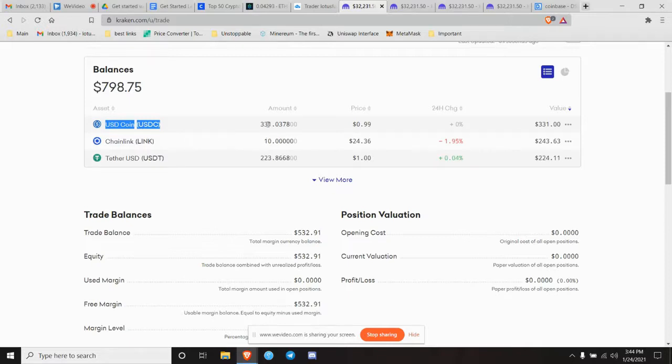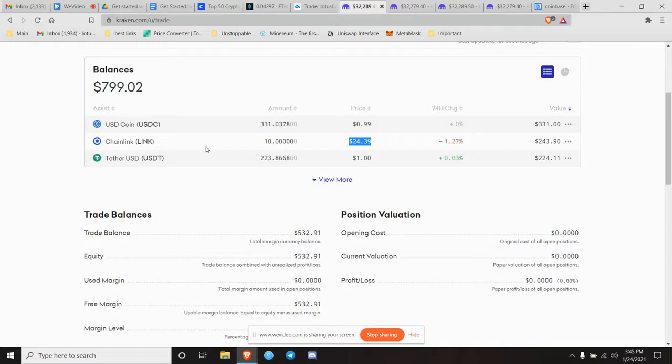I have 300. The USD coin is equal to just under a dollar right now, but usually it stays at about a dollar. And you can see also I have Tether USD, which is also another stable coin that's equal to $1. So these are the two cryptos that I'm using to buy other cryptocurrencies. You can see I bought some Chainlink here, and its current price is $24. This is another one that I might sell Chainlink when it gets to $40 for Bitcoin.